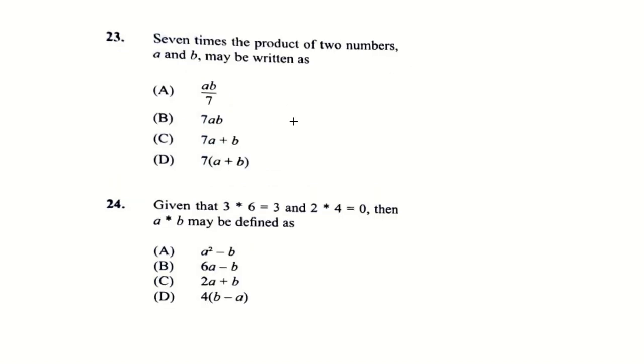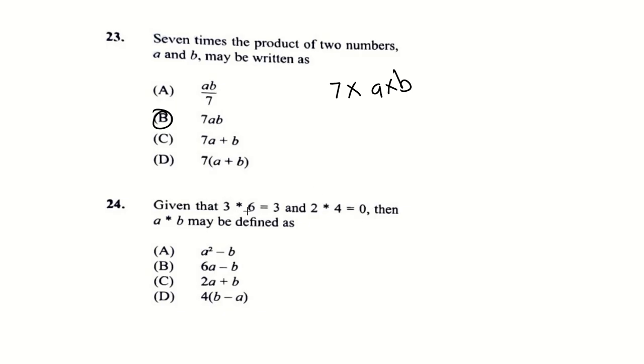Let's look at number 23. 23 says 7 times the product of two numbers. Product means to multiply, so you're multiplying A multiplied by B, which is 7AB, so that would be the answer.